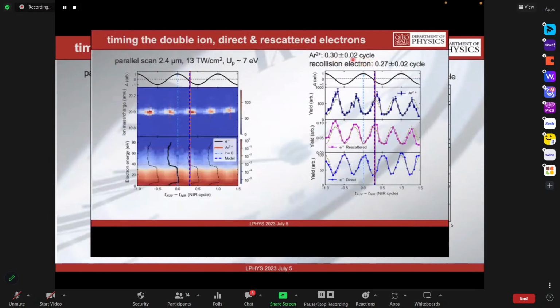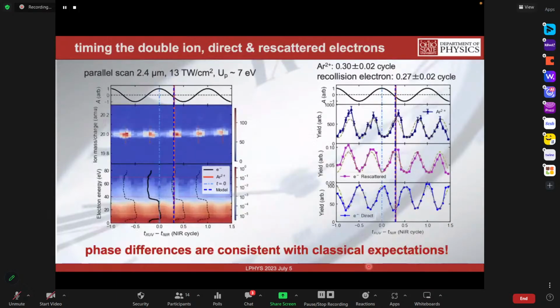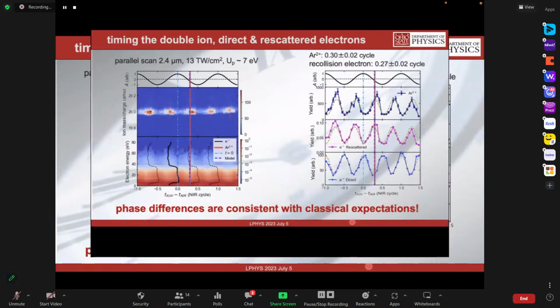mid-IR cycles, but the recollision electrons consistently occur at a phase that is slightly earlier than that of the double ionization. And again, this is consistent with the idea of the semi-classical model that one would expect in terms of where the maximum point in the elastic process is, that is, where the 10Up electrons always are the result of long trajectories that are slightly earlier than the maximum return energy.